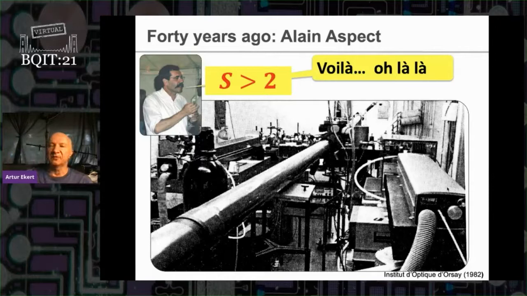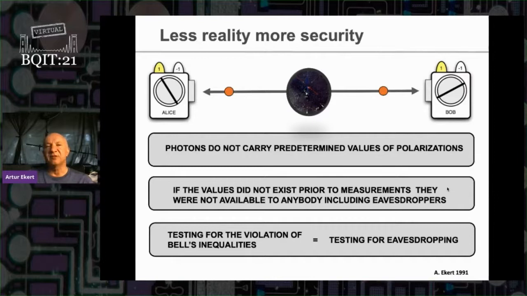Again, I'm not going to go into the philosophy of this, but from the crypto point of view, all it means is that there are situations where photons do not carry predetermined values of polarization, because those Bell inequalities can be violated. And if the values didn't exist prior to measurement, they were not available to anyone, including eavesdroppers. So testing for the violation of Bell inequalities is in a way testing for eavesdropping. The statistical test for the Bell inequalities can be used as a test for eavesdropping, because an eavesdropper would try to learn the value of polarization and would introduce this element of physical reality. That's not necessarily the way we think about this today, but that was the way at least I was thinking. Sometimes the way you discover something is a little bit convoluted. It's not as simple.